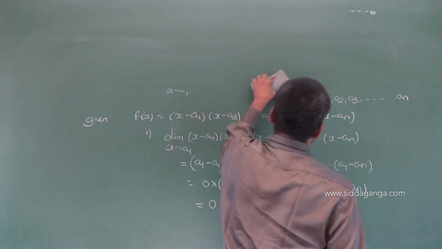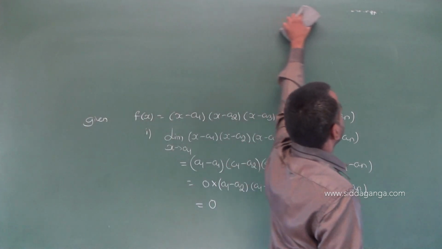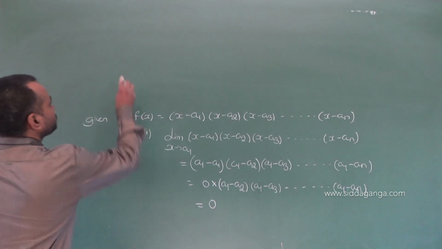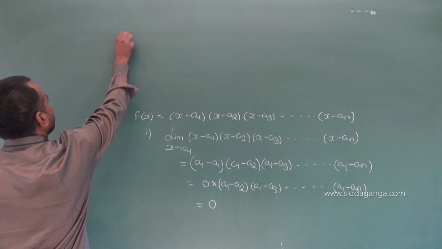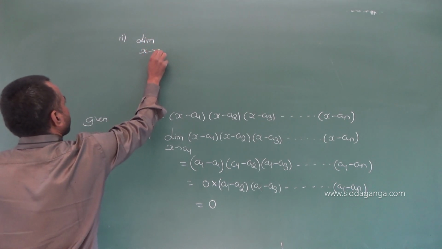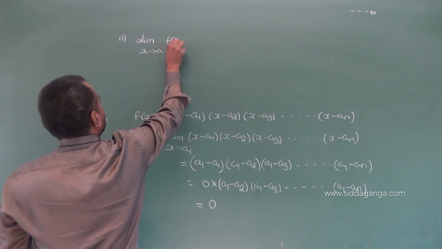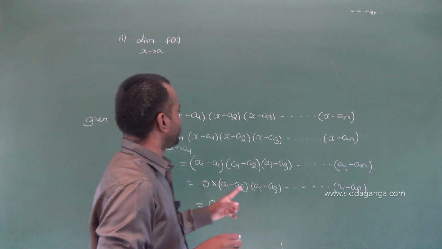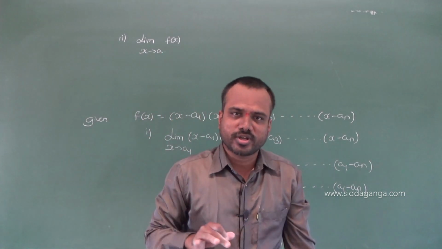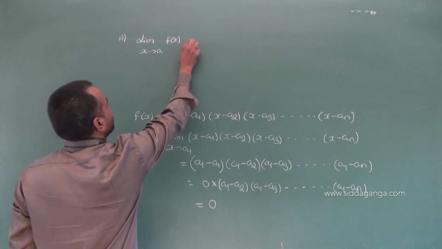Next, second one, limit x tends to a of f of x, second value. But a is not equal to a1, a is not equal to a2, so on up to a is not equal to an. So that we cannot answer directly.